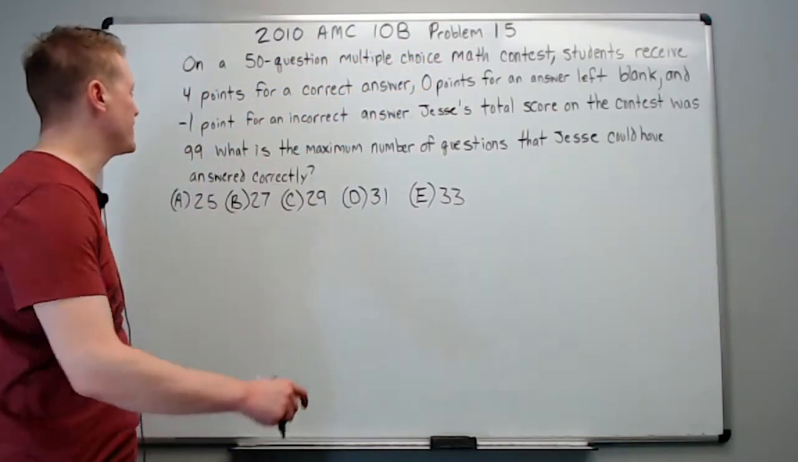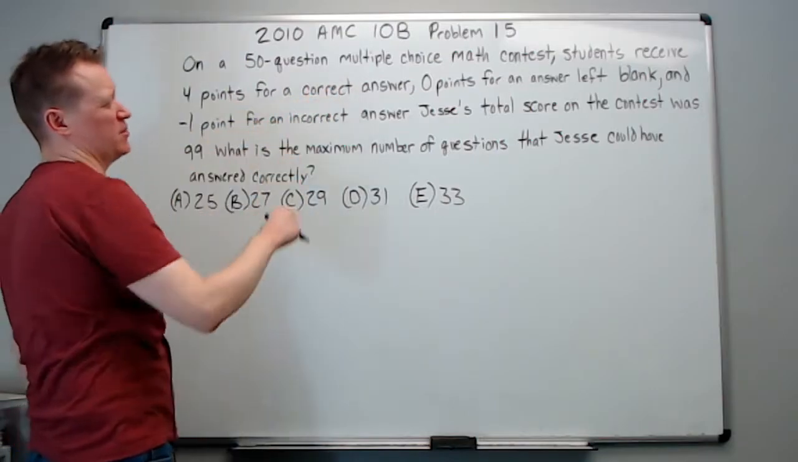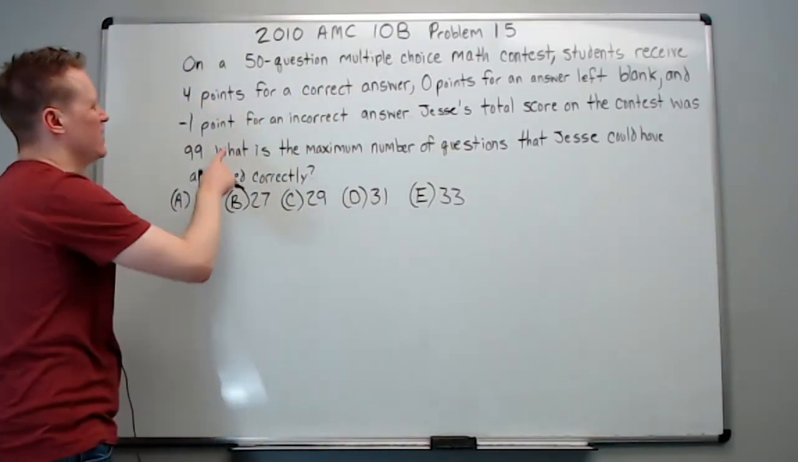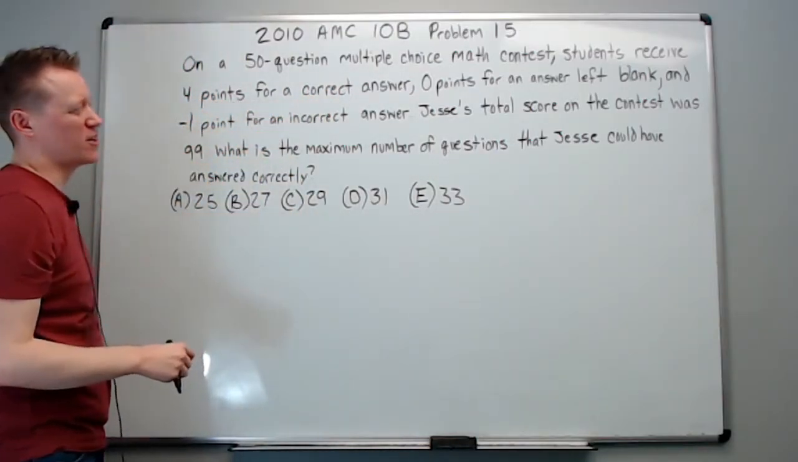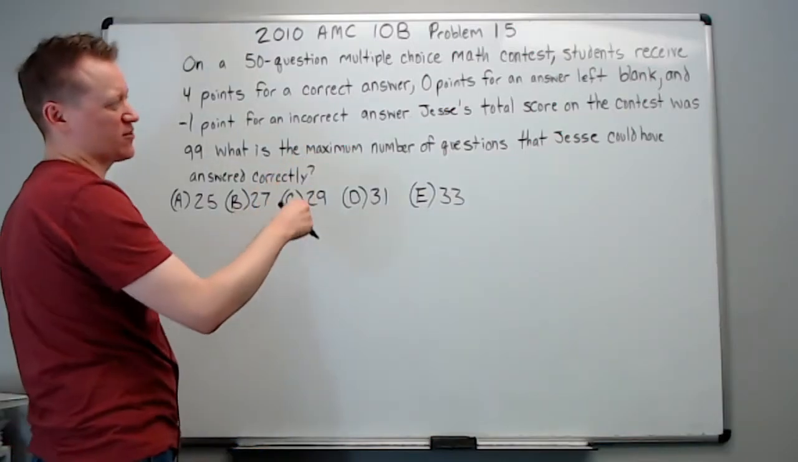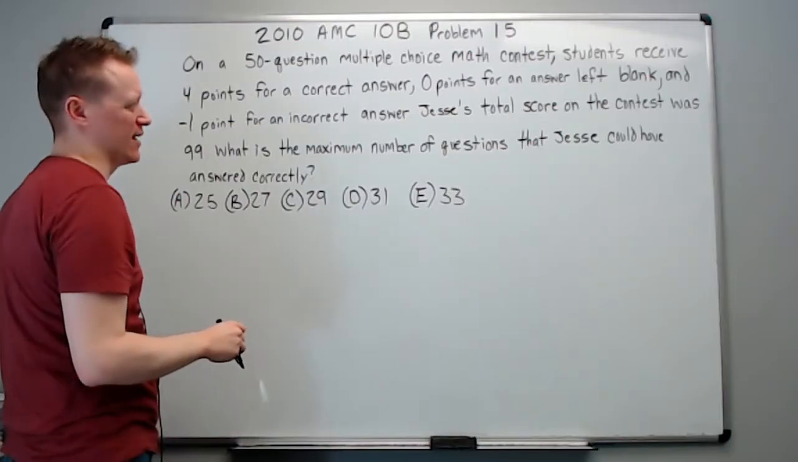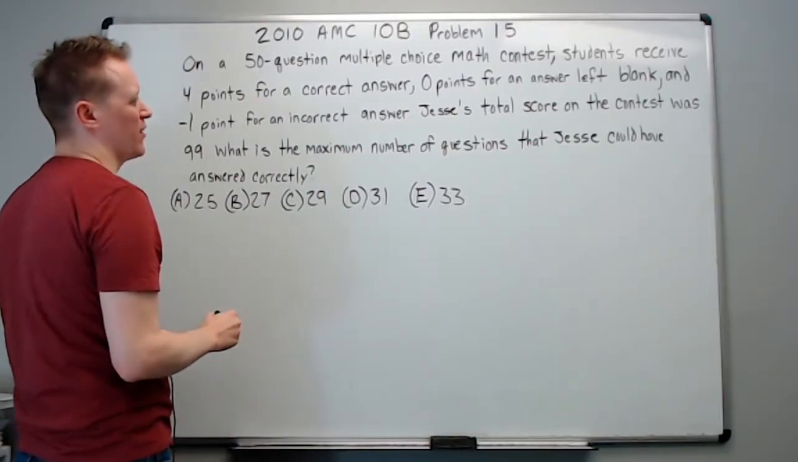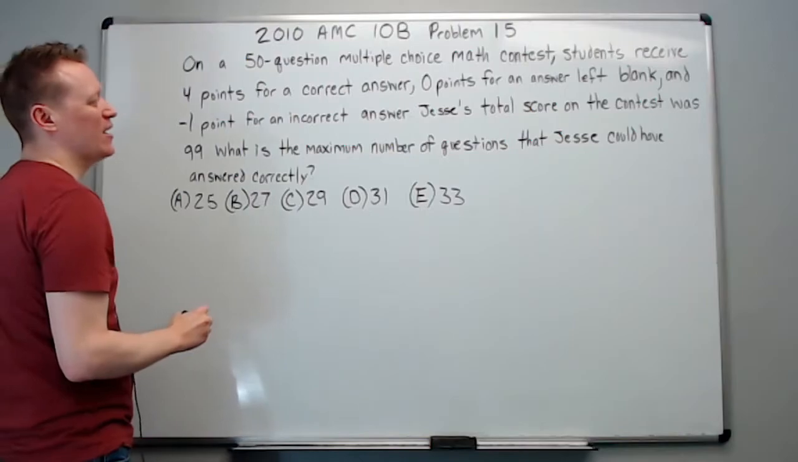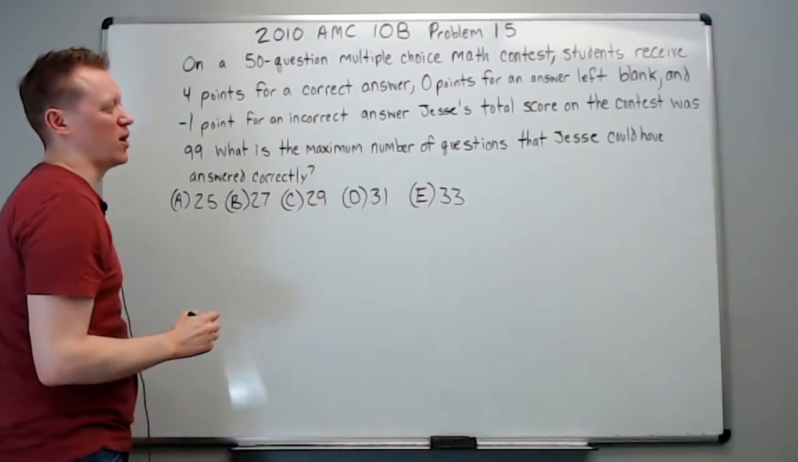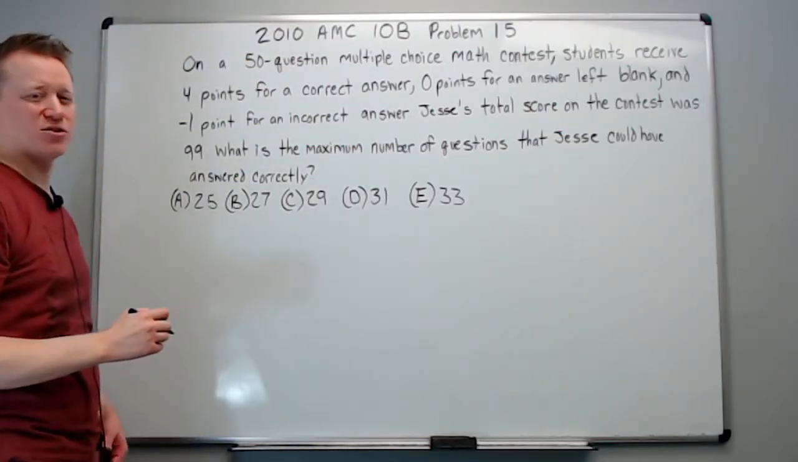All right, and this is the last problem of this set, which is the 2010 AMC 10B problem 15. On a 50-question multiple choice math contest, students receive 4 points for a correct answer, 0 points for an answer left blank, and -1 point for an incorrect answer. Jesse's total score on the contest was 99. What is the maximum number of questions that Jesse could have answered correctly?